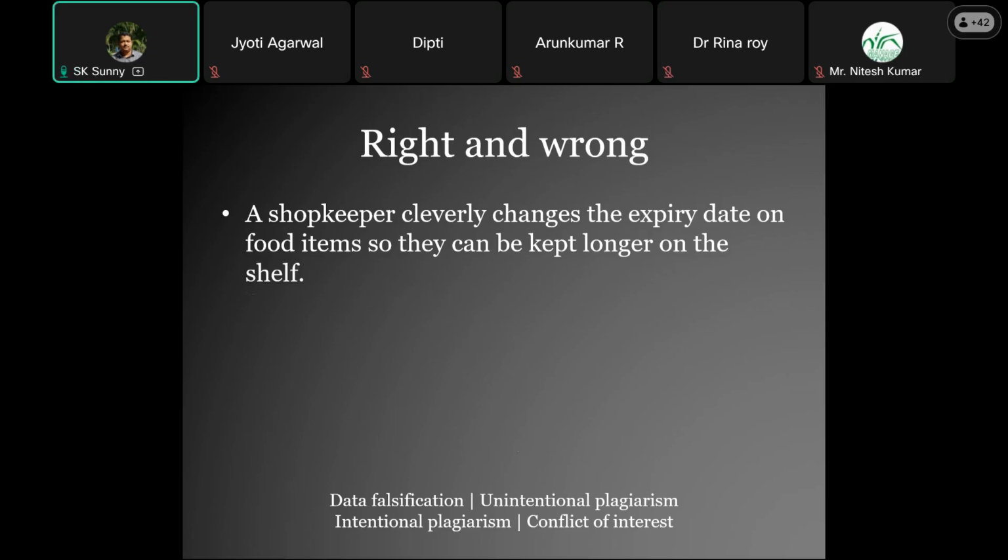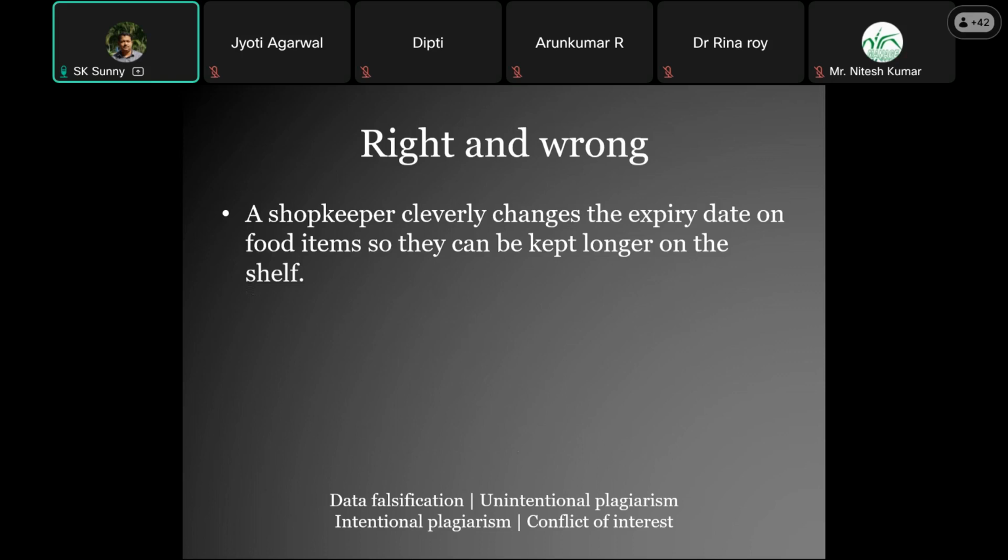You have to read this sentence and tell me whether this is a right thing to do or wrong thing to do. If you don't speak, my enthusiasm will go away. Then I will do blah blah blah lecture kind of thing without bothering whether you are learning or not. So nobody is willing to speak.